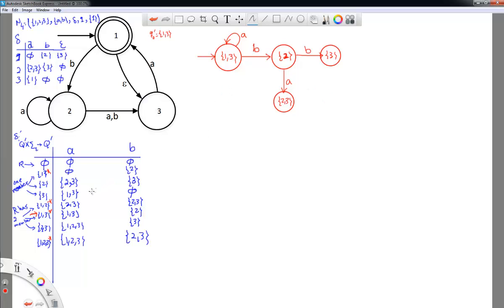Okay, then let's take a look at state {3}. With state {3}, for A, we go back to state {1, 3}. And then for B, we go to state phi.